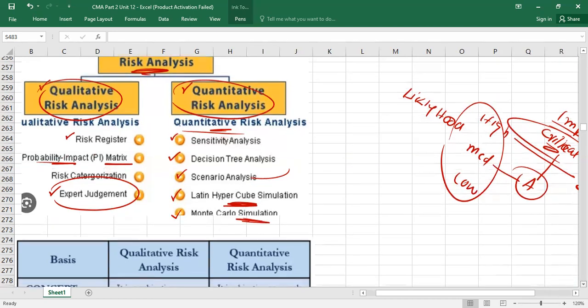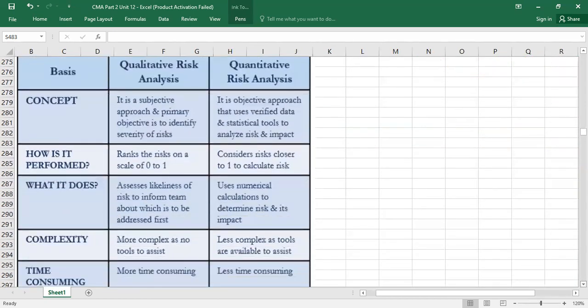Now the point is, what are the key differences between qualitative risk analysis and quantitative? So here we go, now I'm going to explain, you will get a better idea. Number one, qualitative risk assessment is subjective. Subjective means based on your judgment. But quantitative is an objective approach. Objective means this data is more verified data, and we are using certain statistical tools to analyze the risk.